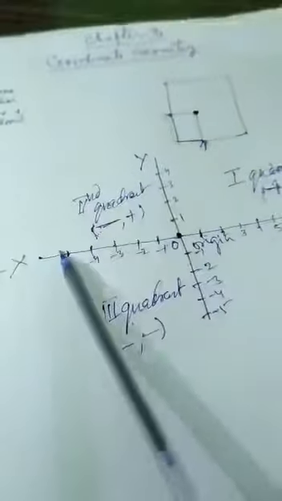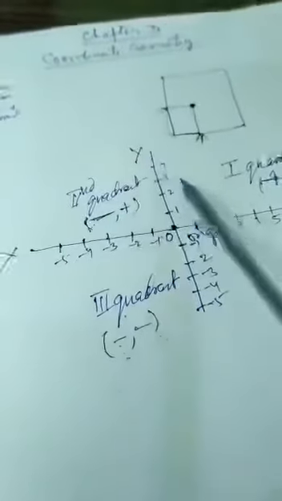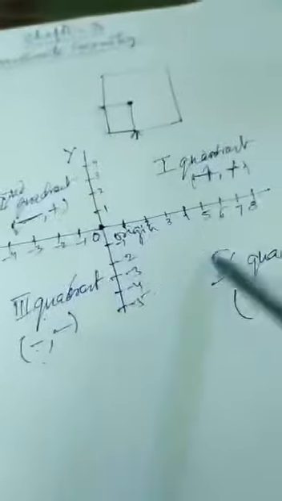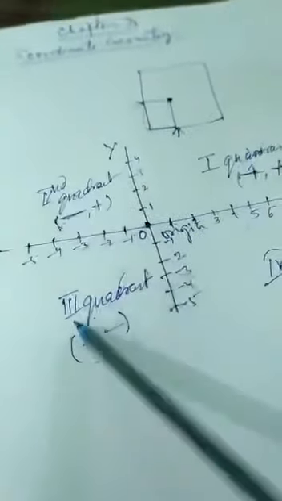So these are the positions in the quadrants. These are called the x-axis and y-axis, and first quadrant, second quadrant, third quadrant, fourth quadrant.